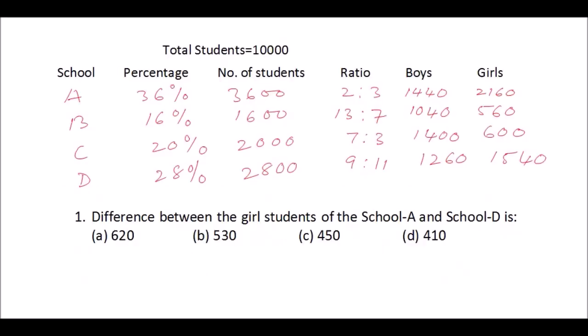The first question: you have to find the difference of girl students in school A and school D. Already I found out the girl students in school A is 2,160 and in school D 1,540. Therefore, the difference is 620. Therefore, option A is the correct option.